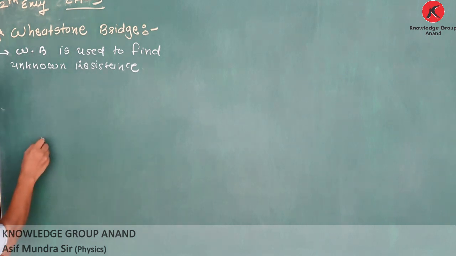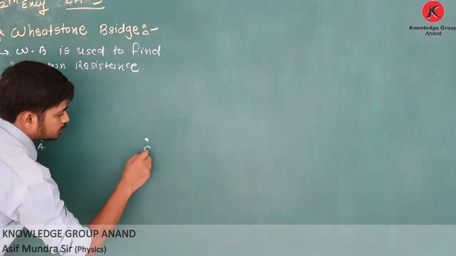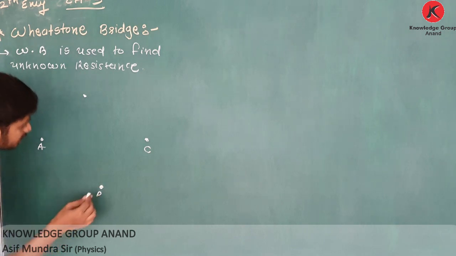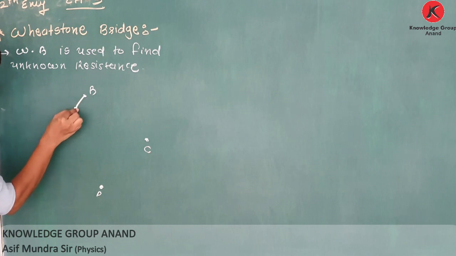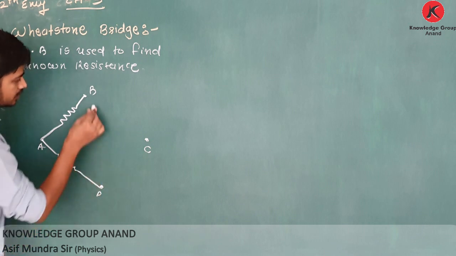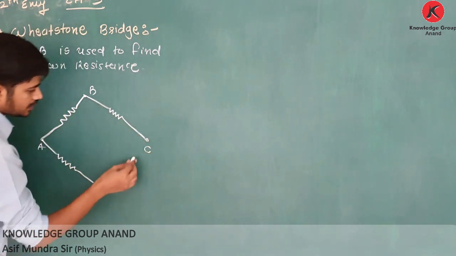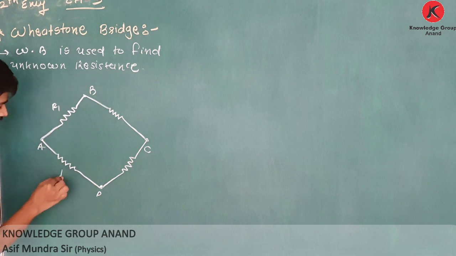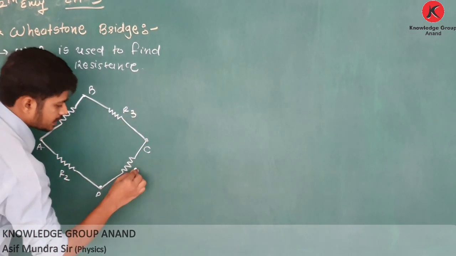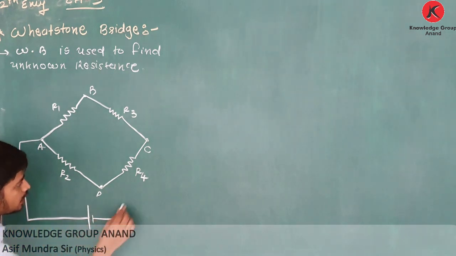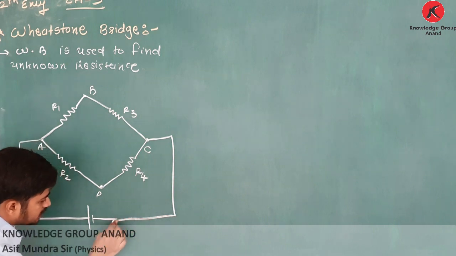For example, say this is point A, this is point C, and the other points are point B and here is point D. The first resistor is between A and B, then between A and C, between C and D. Let them be R1, R2, R3, and R4. Two diagonal points, A and B, are connected with a cell of EMF.